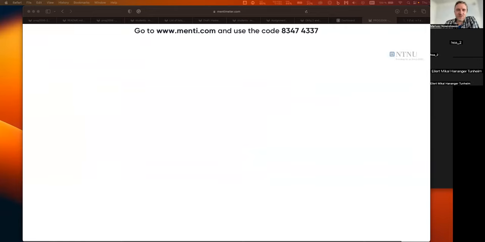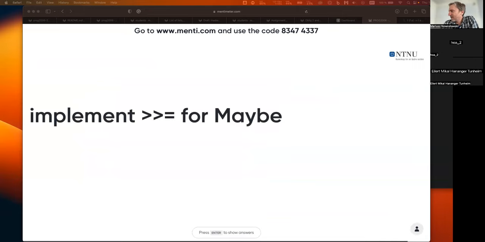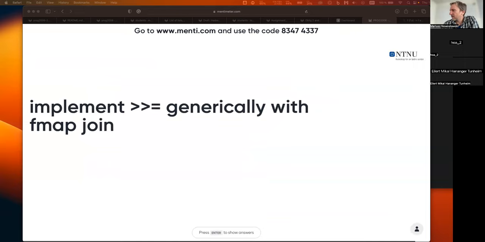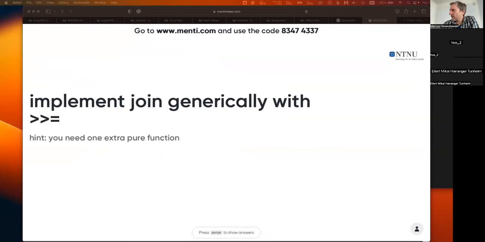All right, so then as a homework, because I ran out of time, you have three tasks. The first task is to implement bind for maybe yourself by hand. How would you do that? That's an easy task, because I think we've already done it in the lecture. And then a more elaborate task is to implement bind generically with fmap and join. How would you implement bind with fmap and join? And then the last one, how would you implement join with bind?